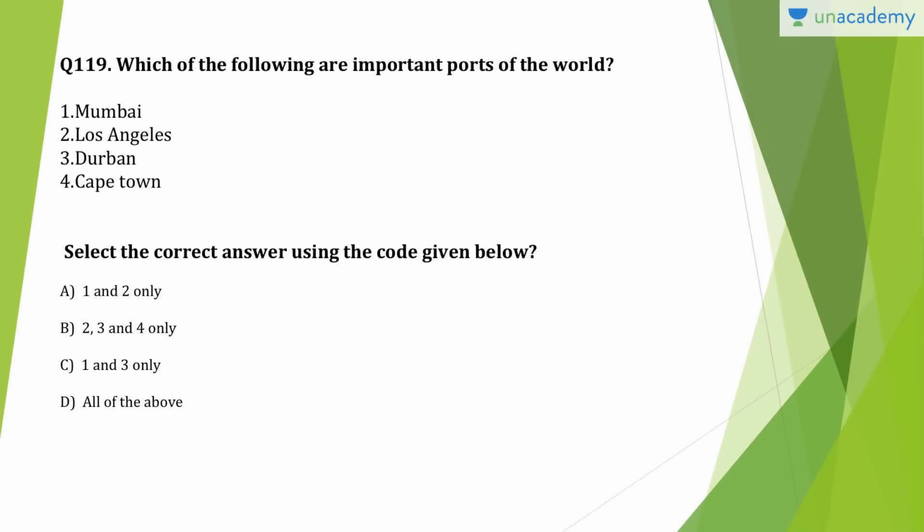Question number 119, which of the following are important ports of the world? Bombay, Los Angeles, Durban, Cape Town. Mumbai is in India, Los Angeles in USA, Durban in South Africa, Cape Town is in South Africa. So answer here is D, all of the above.